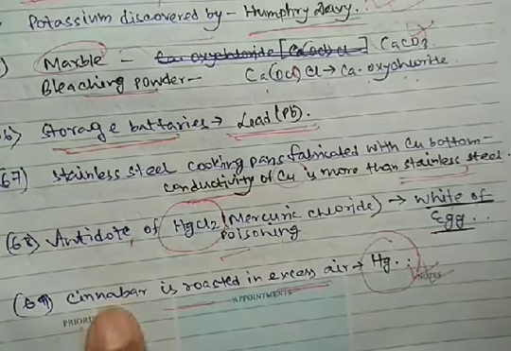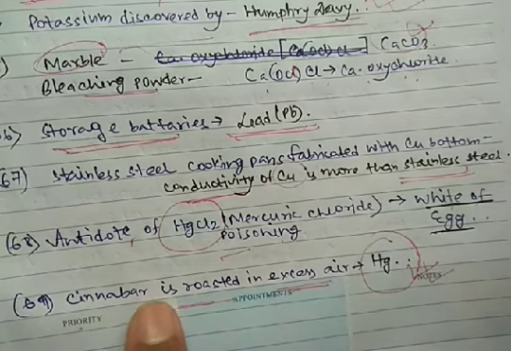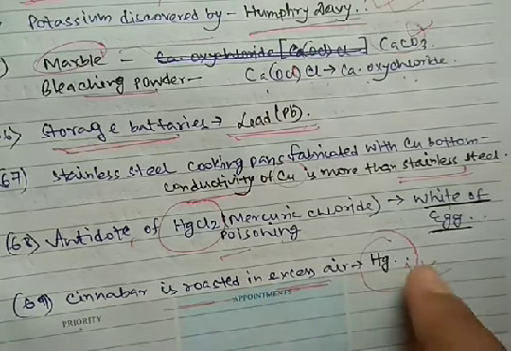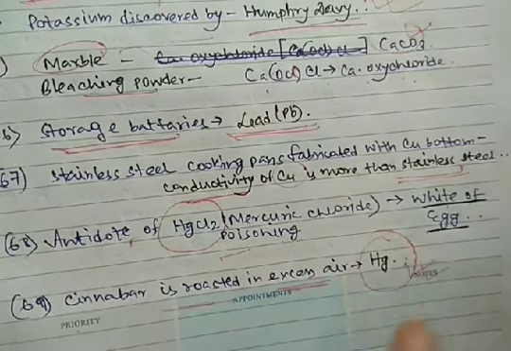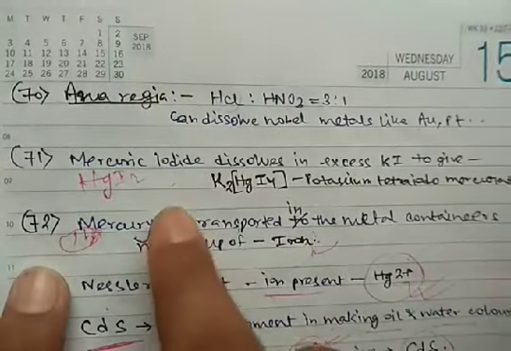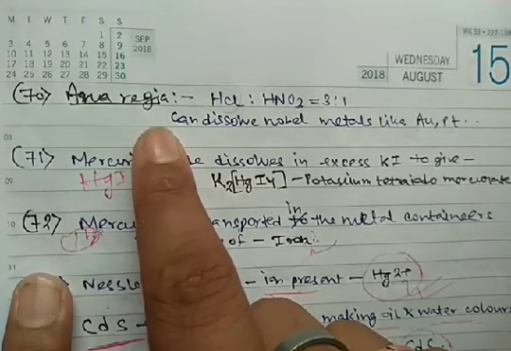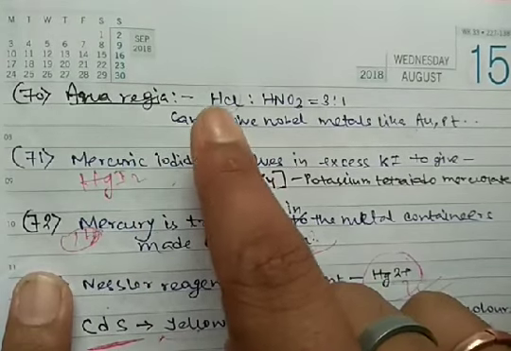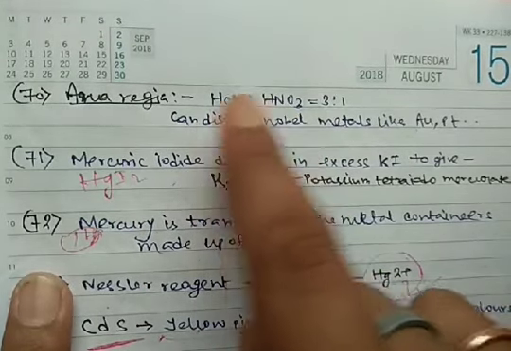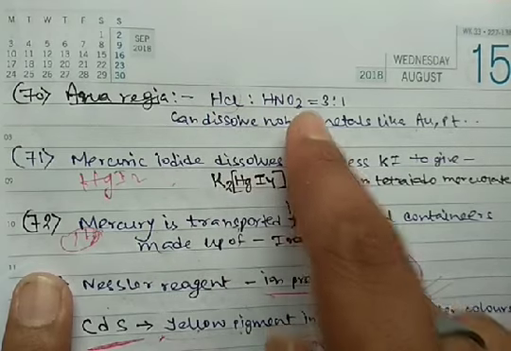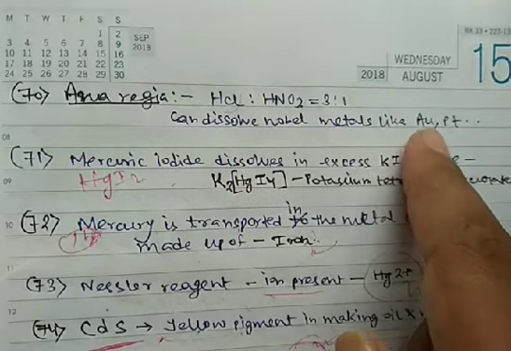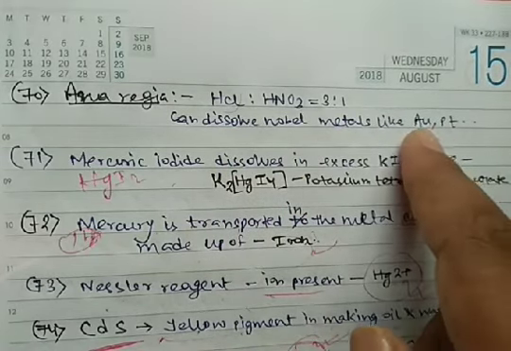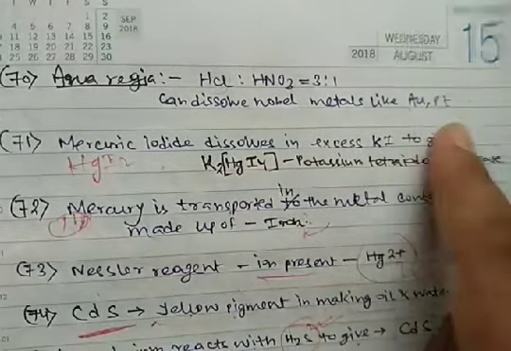Next question is cinnabar. Cinnabar is roasted in excess air to get mercury, that is Hg. Now the last one. That is aqua regia, a mixture of hydrochloric acid and nitric acid in a ratio of 3:1, that can dissolve the noble metals like gold and platinum, Au and Pt.